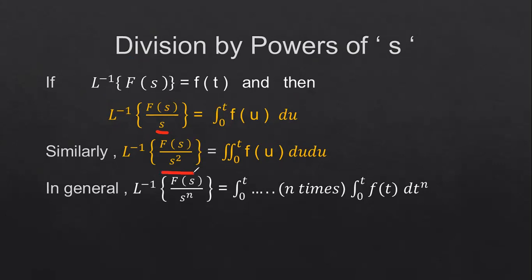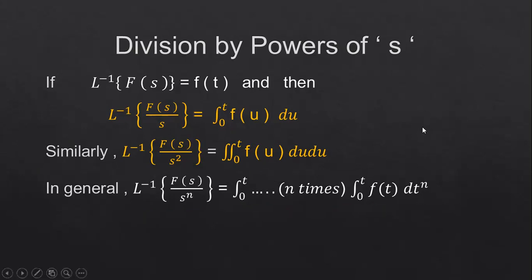If you have one more s term, that is s square, then you have to do the integration from 0 to t two times, the integral from 0 to t of the integral from 0 to t of f of u du, with respect to u. In general, if you have the nth power, then you have to do n times integration, where the lower limit is 0 and the upper limit is t.